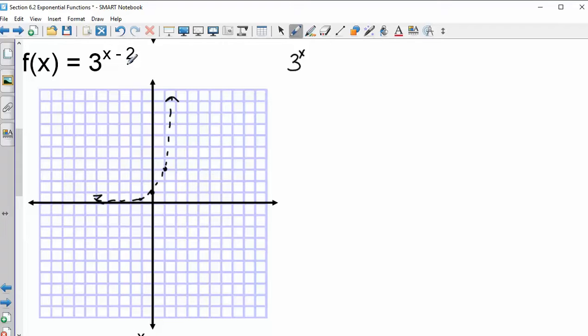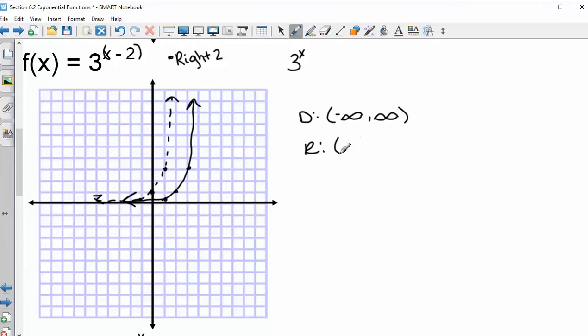Okay. Then this -2, it is attached to the x, it's in the exponent. Remember, anything attached to the x moves it left and right. So the -2 will move our graph right 2. So take each of our points right 2. And there's our graph. Domain, every single time, is the same. Negative infinity to positive infinity. The range starts at 0 and goes up, so 0 to infinity.